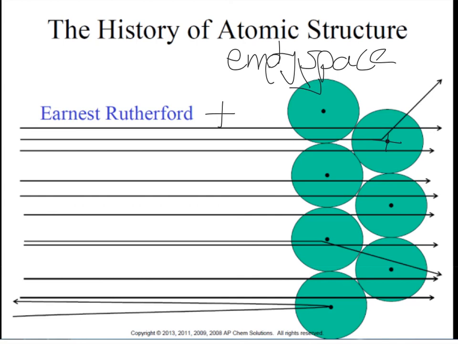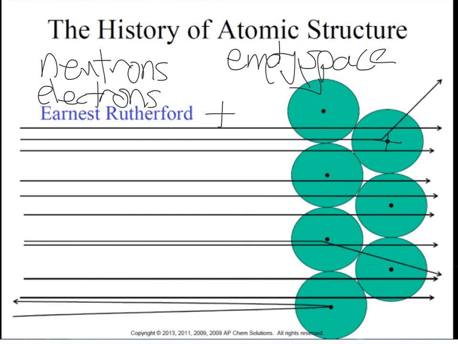Now more experiments were to come. For example, we needed to discover the presence of neutrons and their additional mass in the atom. And we also needed to have some more research done into electron levels. All these come in due time, and we will continue talking about those in class.